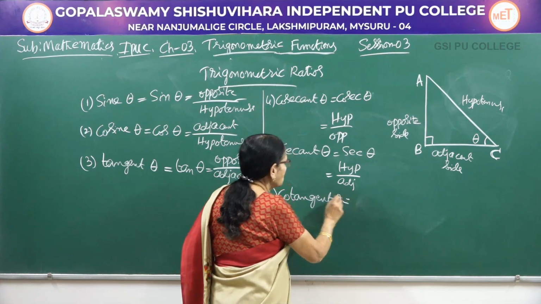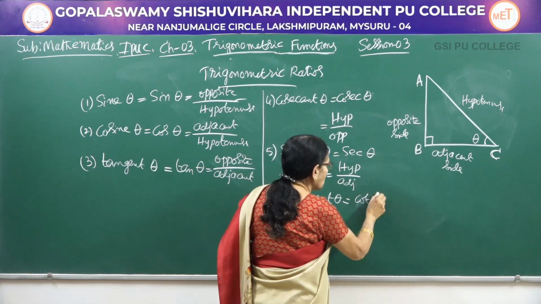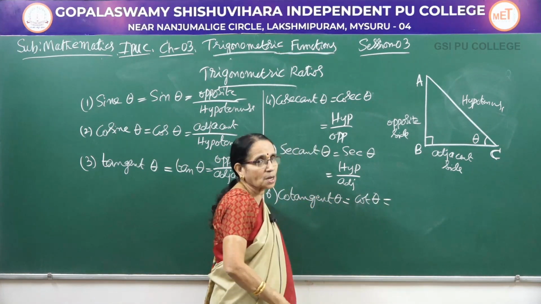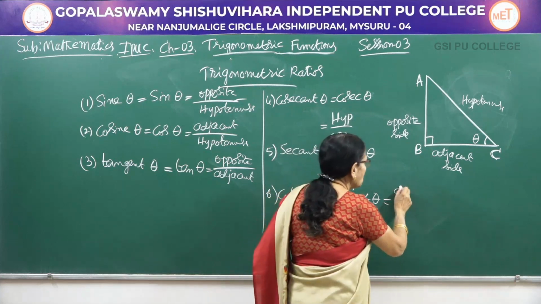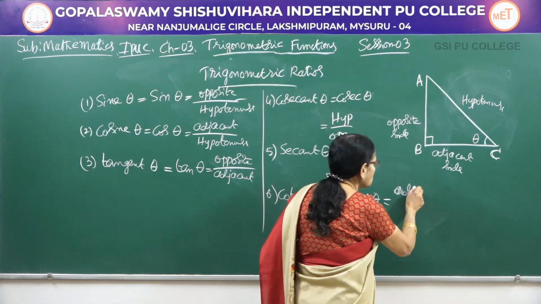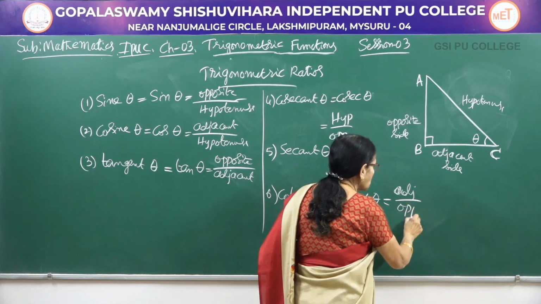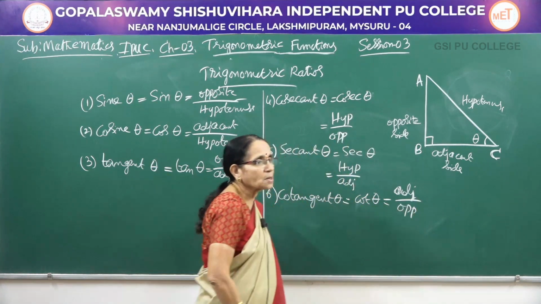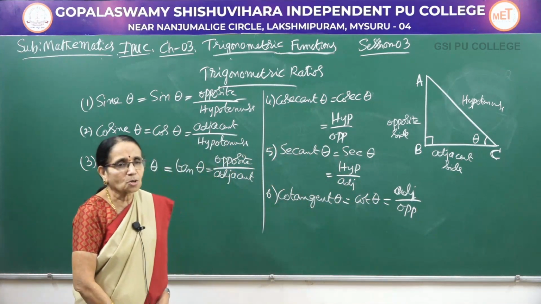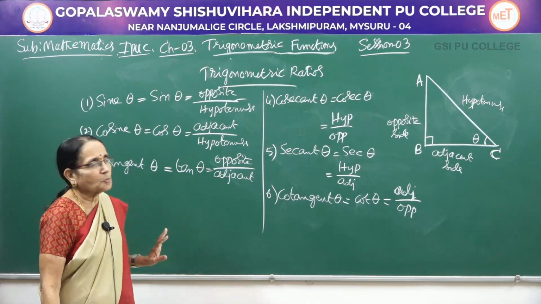Cotangent theta, that is, when you take the three letters here, it becomes cot theta. Cot theta, how do you define? It is the adjacent side over the opposite side. Now, these are the 6 basic trigonometric ratios which we define in this particular way.